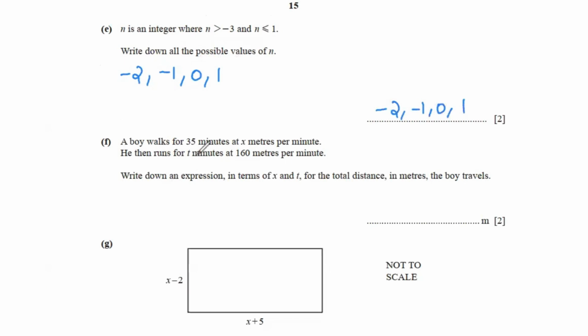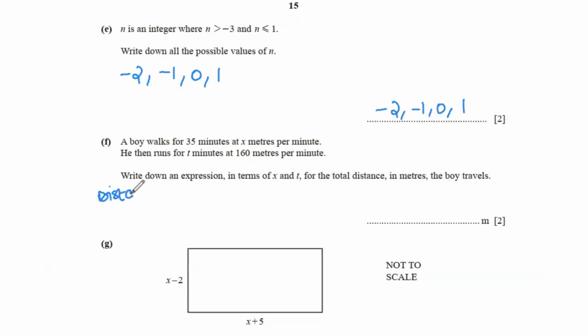And it says a boy walks for 35 minutes at x meters per minute. He then runs for t minutes at 160 meters per minute. Write down an expression in terms of x and t for the total distance in meters the boy travels.